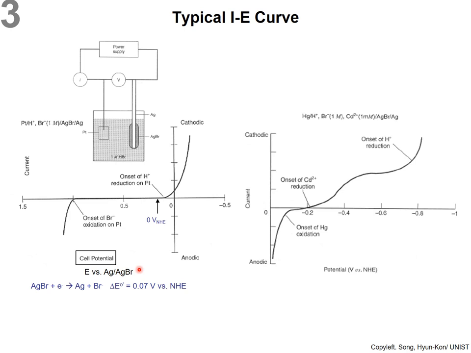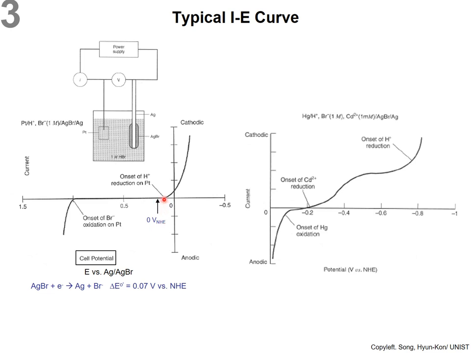Let me start from plus 0.5 volt versus silver bromide. I'd like to sweep the potential from plus 0.5 volt in the negative direction. At the very first, you don't have any Faradaic current responsible for the reduction or oxidation. Of course, we have a very small current for making the electric double layer, a non-Faradaic process. Around here, the potential of this point is about minus 0.1 volt versus silver bromide, or 0 volt versus normal hydrogen electrode.